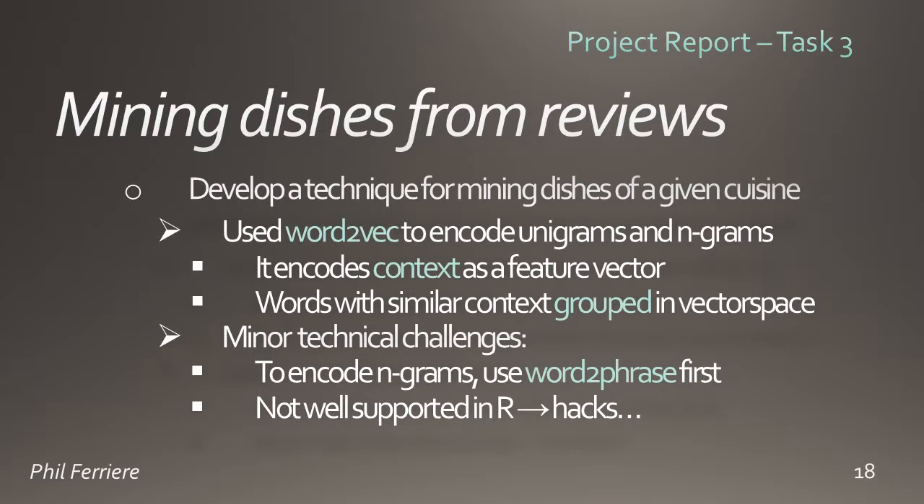There are a couple of R packages that support Word2Vec, but that didn't really work for me. So I had to hack a little bit around importing and exporting vector space representations between my R code and the Google C++ tools. I also had to run word-to-phrase first because many of the dishes were bigrams and trigrams. It was no big deal, and it turned out to be really worth it.